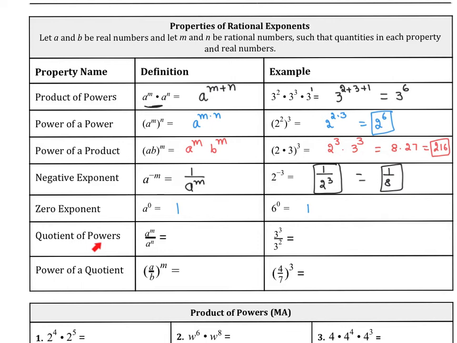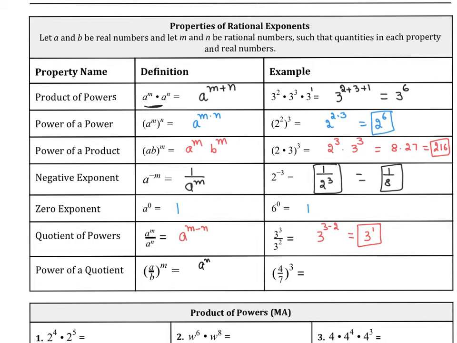Next is quotient of powers. So when you have the same base, different power in a division form, then you're going to subtract the powers. So you're going to have here a to the power m minus n. So when you divide same bases with different powers, you're going to subtract the powers. So that's going to be 3 minus 2 as an exponent. So the answer is 3 to the power 1.